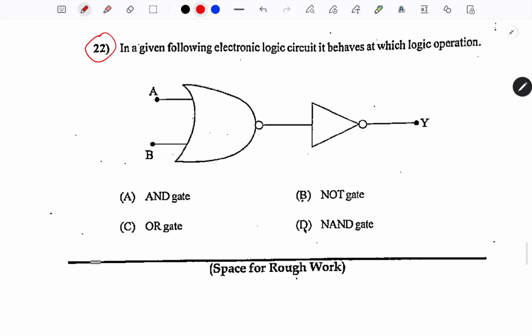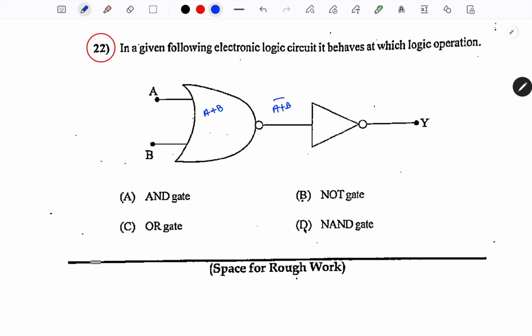Logic gate, this question is in omitted syllabus, but further moving, which of the following electronic logic circuit behaves as which logical operation? Okay, in the given logic circuit, see here it is NOR gate, means it is (a plus b) bar, and output is a plus b.